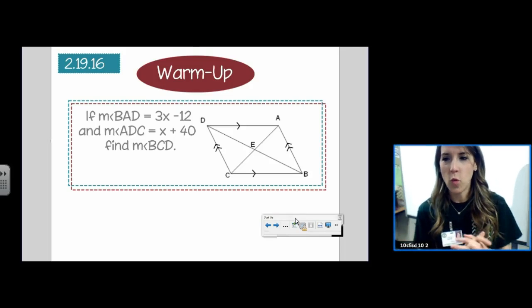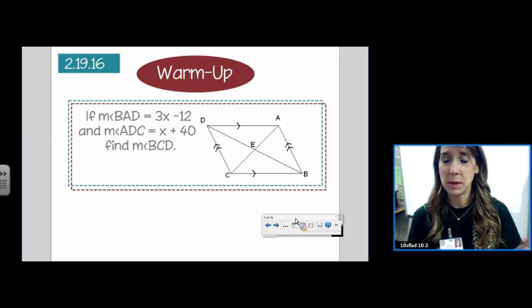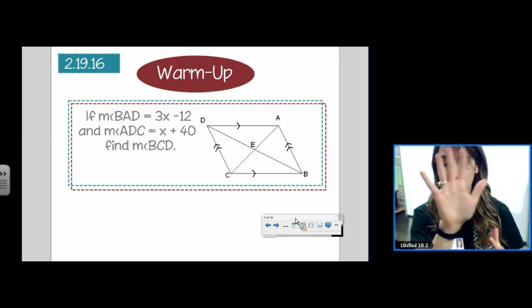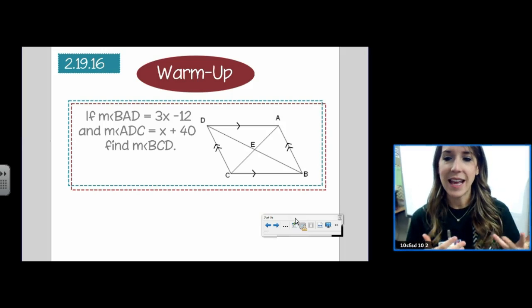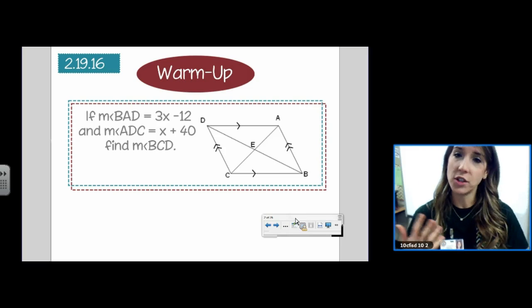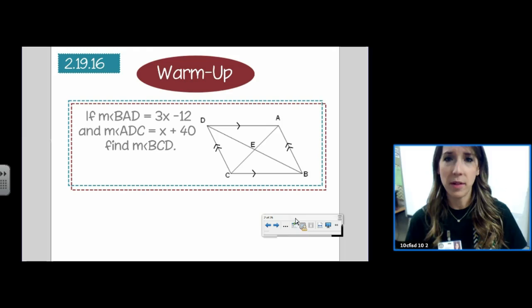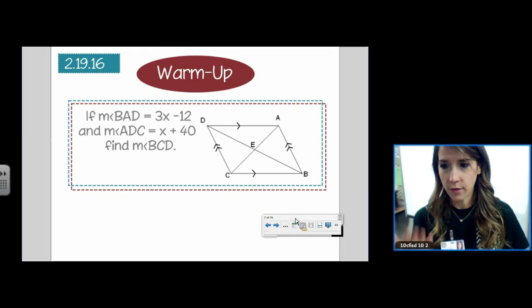Okay, guys, here's your warm-up. We spent 2 days talking about parallelograms. We spent 1 day talking about its properties. There's 5 of them. Then we spent the second day proving parallelograms, like, hey, what does it take to be a parallelogram? Which of these are and which are just pretenders? So this warm-up is just a basic, hey, can you apply one of the properties and solve for missing angles? So go ahead and try this warm-up.